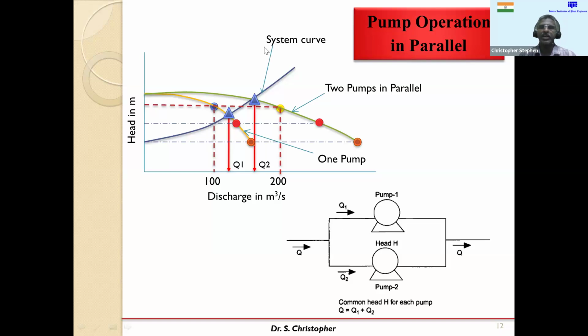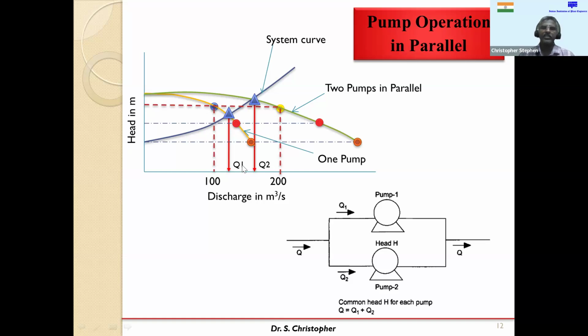As I have told, system curve is nothing but the summation of static head and dynamic head. So if I'm going to draw this system curve, this is the operating point for one pump, and this is the operating point for two pumps when operating in parallel, which means if you look at this Q1 and Q2, definitely Q2 is not twice the Q1.